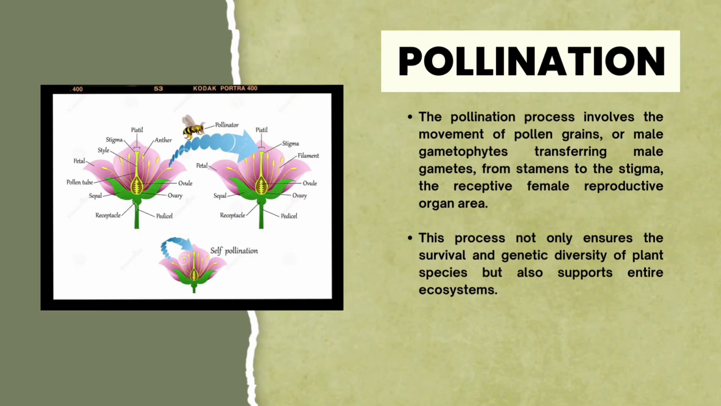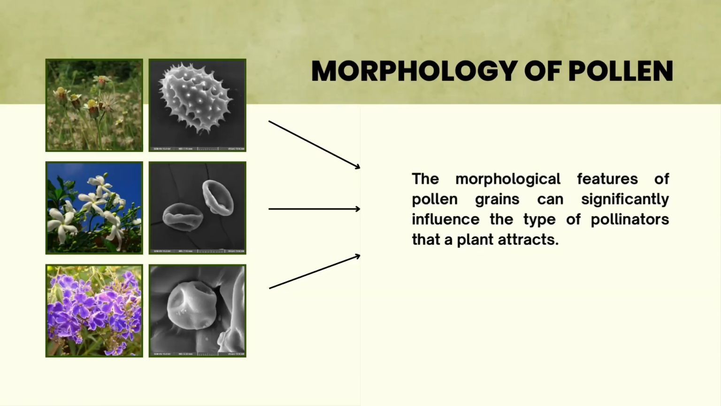The pollination process involves the movement of pollen grains or male gametophytes transferring male gametes from stamens to the stigma, the receptive female reproductive organ area. This process not only ensures the survival and genetic diversity of plant species, but also supports entire ecosystems. The morphological features of pollen grains can significantly influence the type of pollinators that a plant attracts.